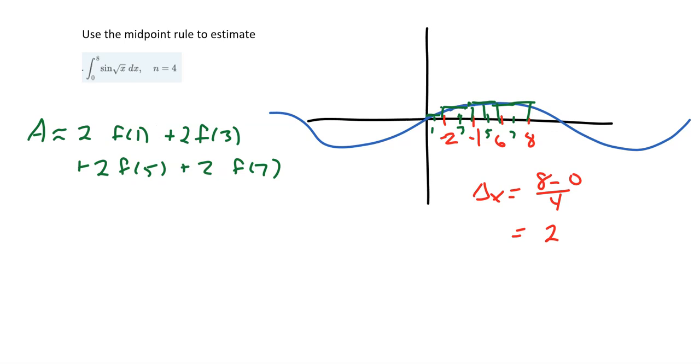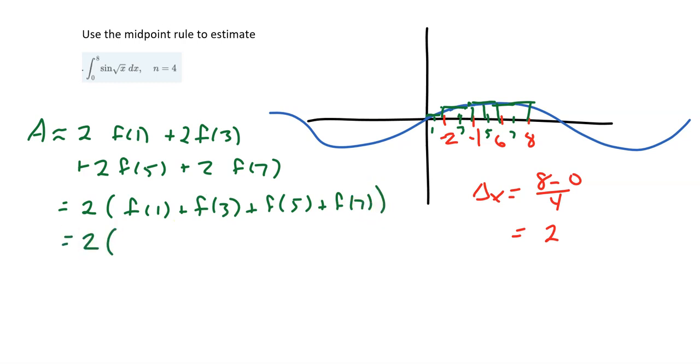Put some extra parentheses in there. That's all right. Now you can factor out that 2 if you would like. Of course, you don't have to, but I'm going to just because. Now, f of 1, I'm just going to go ahead and use my calculator to evaluate those things.